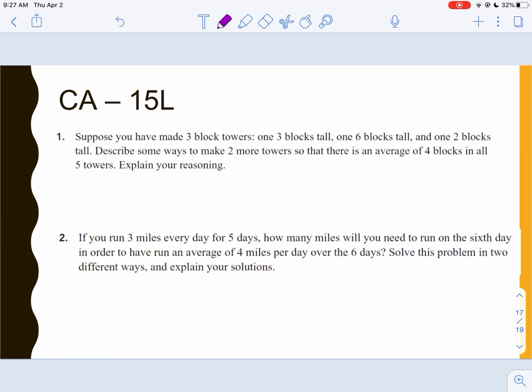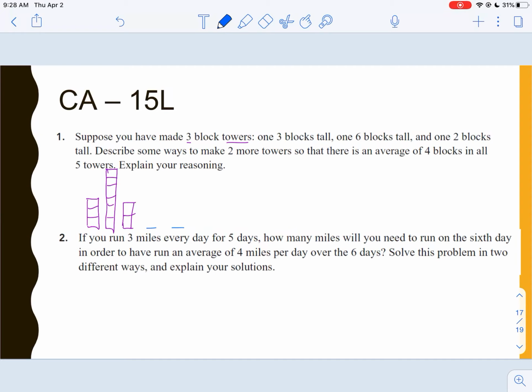So the first example here, we have 3 towers. One tower is 3 blocks tall. One tower is 6 blocks tall. And one tower is 2 blocks tall. And they ask us to describe some ways to make 2 more towers so that there's an average of 4 blocks in all 5 towers. So I need to make 2 more towers, and we want 4 in all of them.